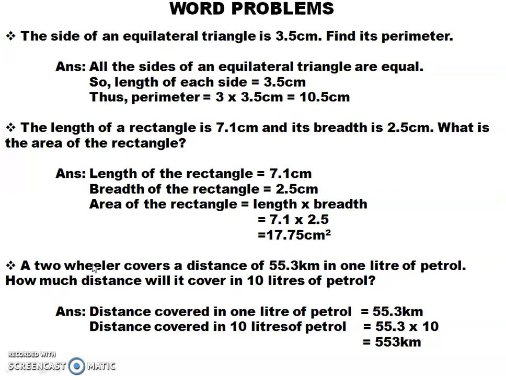Third question. A two-wheeler covers a distance of 55.3 km in 1 liter of petrol. So how much distance will it cover in 10 liters of petrol? So 1 liter of petrol can cover 55.3. So how will you calculate 10 liters? It is multiplication. Which topic? Multiplication of a decimal number by 10. How many zeros? 1 zero. So shift 1 position. So the answer is 553 kilometer.